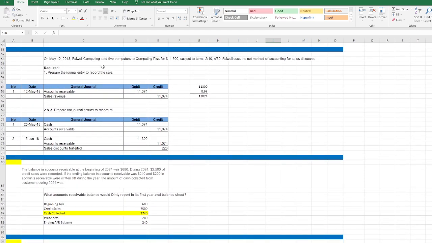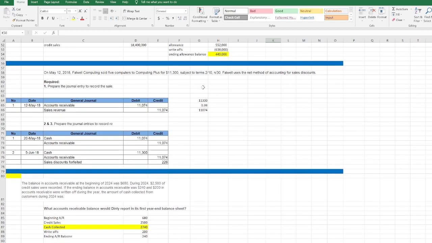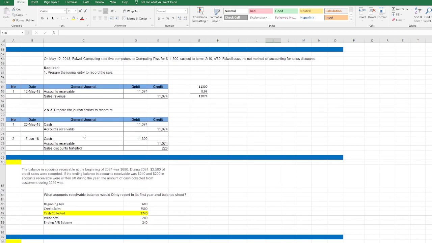Faro Computing sold 5 computers, and they used the net method. So 2/10, n/30, with a 2% discount. They're already going to record it at the 2% discount. So 11,300 times 98%, which is 1 minus 2%, gets it recorded at 11,074. I think I'm missing some instructions. So this is to record the sale, and obviously I'm missing some instruction there.